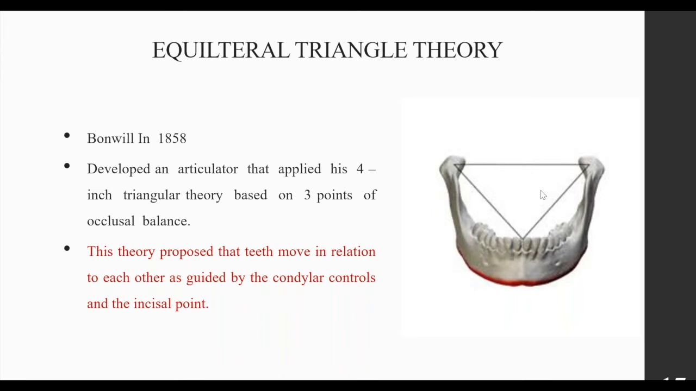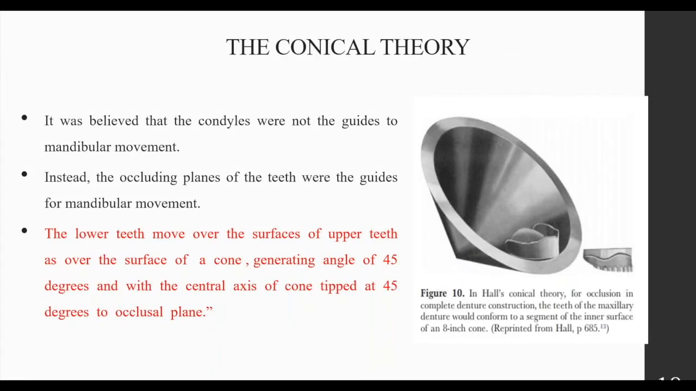Coming to the conical theory, which was given by R.E. Hall. Here, the lower teeth move over the surface of the upper teeth as over the surface of a cone, generating an angle of 45 degrees, with the central axis of the cone tipped at 45 degrees to the occlusal plane. The teeth of the maxillary denture would conform to a segment of the inner surface of an 8-inch cone.